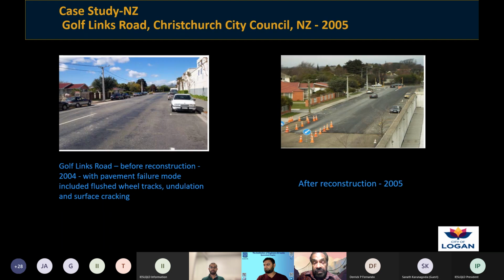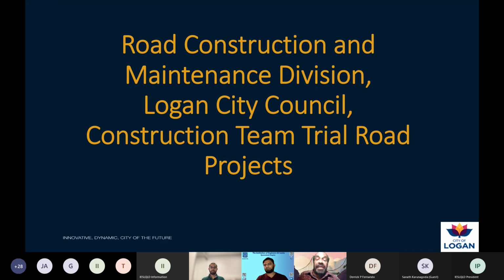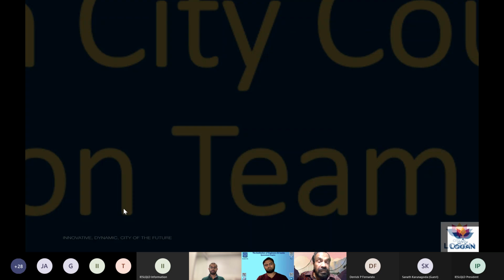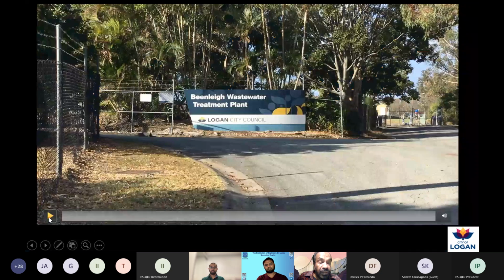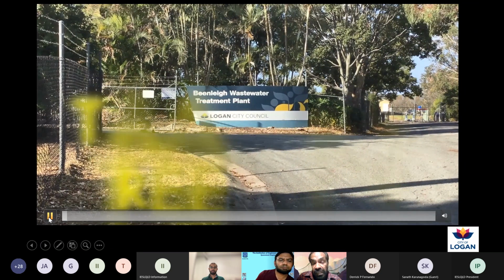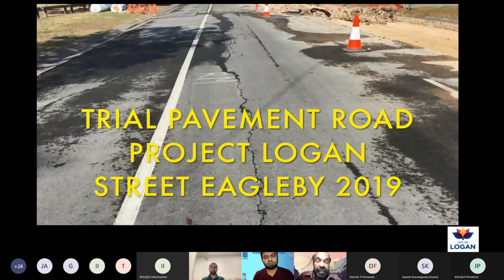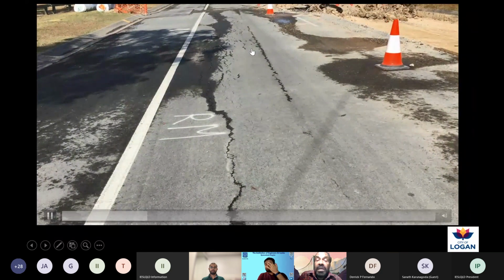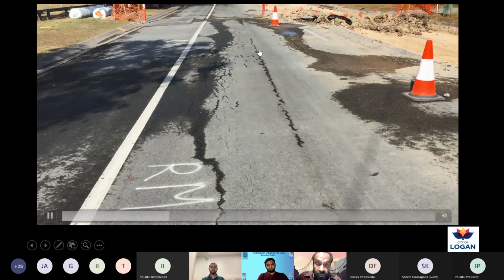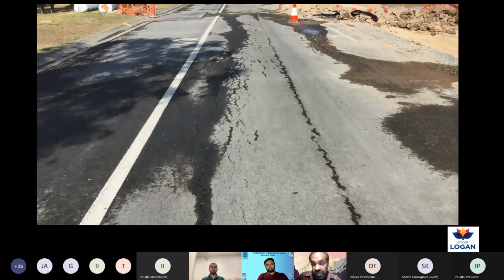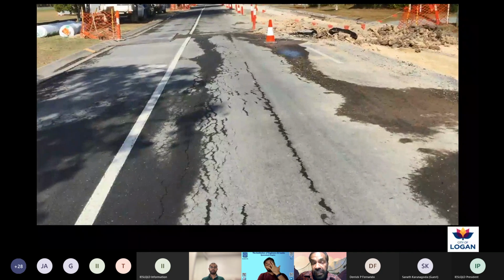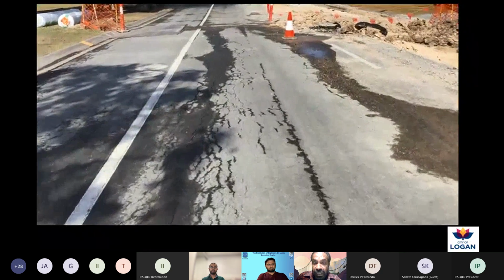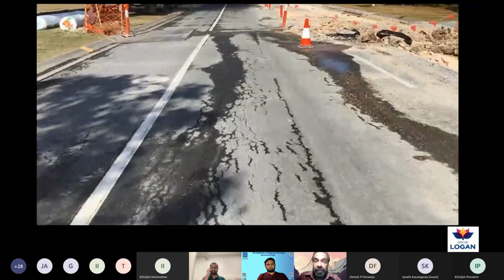Case studies of Gold Road, Christchurch, this is before and that is after. Road Construction and Maintenance Division, Logan City Council, construction team, trial projects. In 2019, we did this project, our first field trial project in Eagleby, Logan. Here you can see the cracks, and after that, we used this recycled crushed concrete on this road. These are alligator cracks on the roads, and the vertical longitudinal cracks we can also see here.